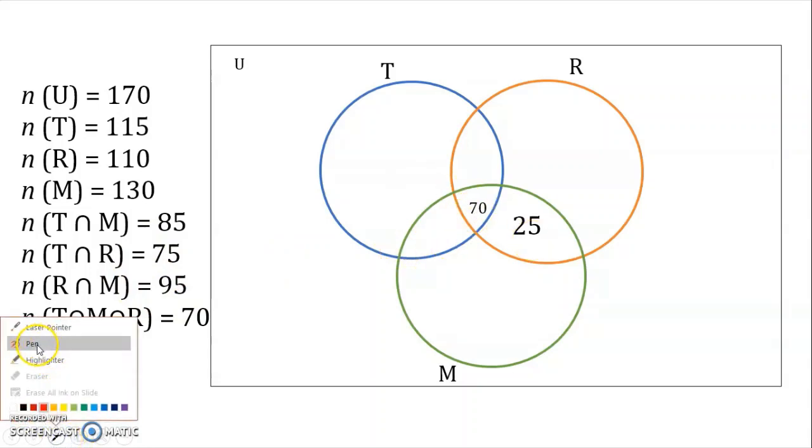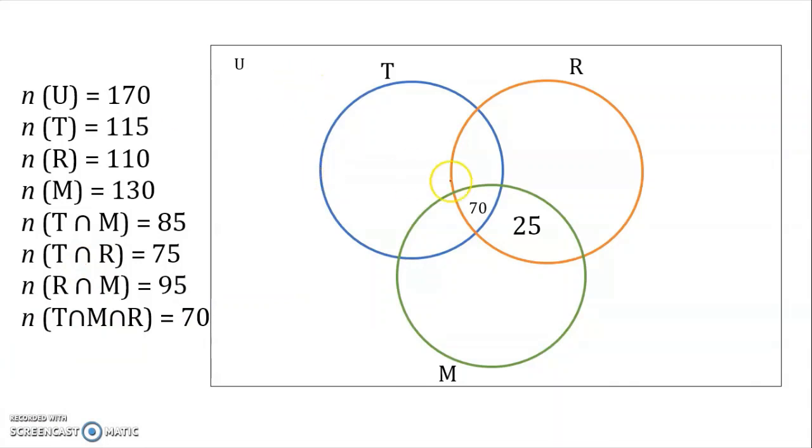Okay, so next for the intersection of set T and set R, so sa television and radio. So may 70 ka na dito din sa television, tsaka sa radio. 75 sila, so lalagyan na lang ng 5. Okay, 5 na lang yan. So, 70 plus 5 is 75. So, for the intersection for the television and magazine, 85 elements daw yan.